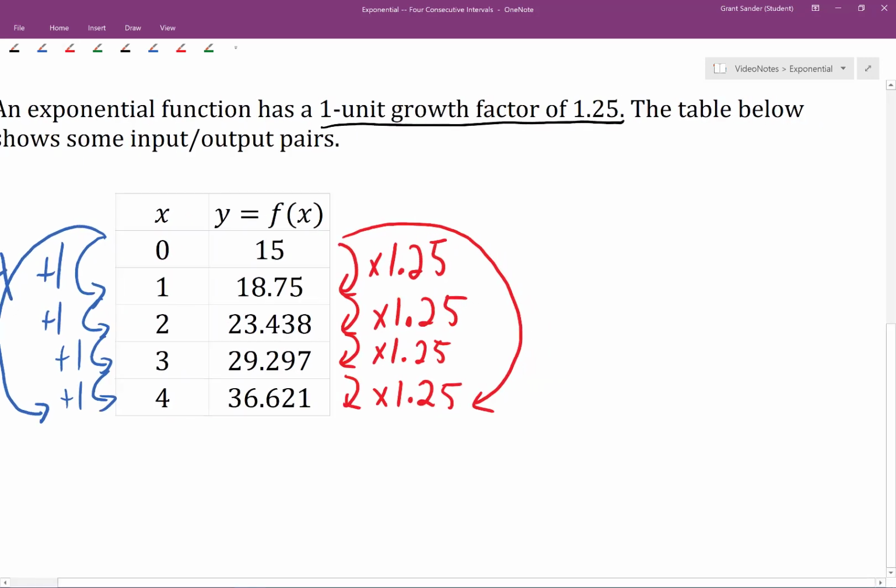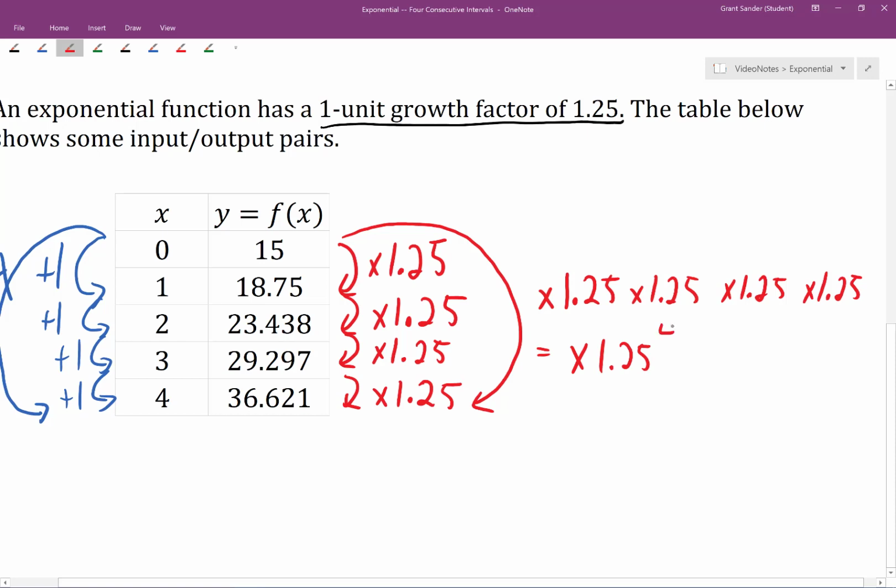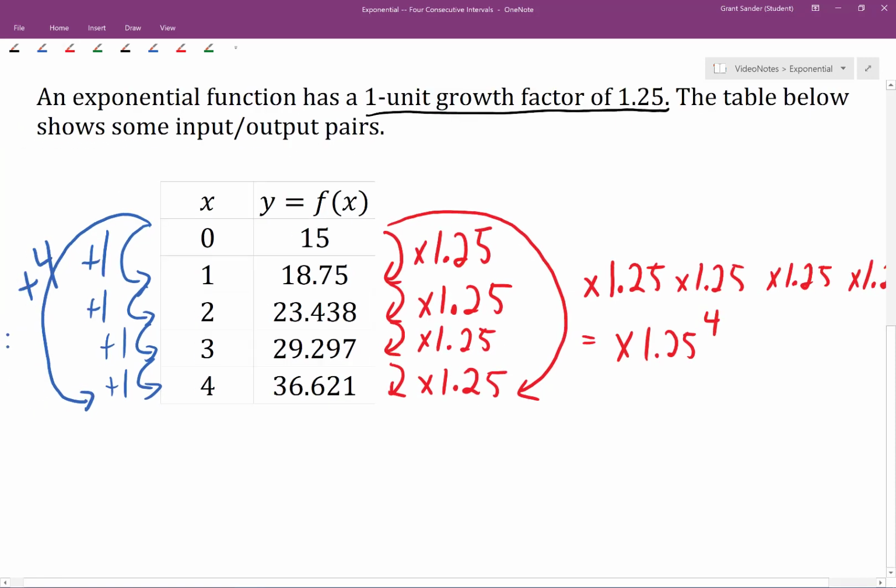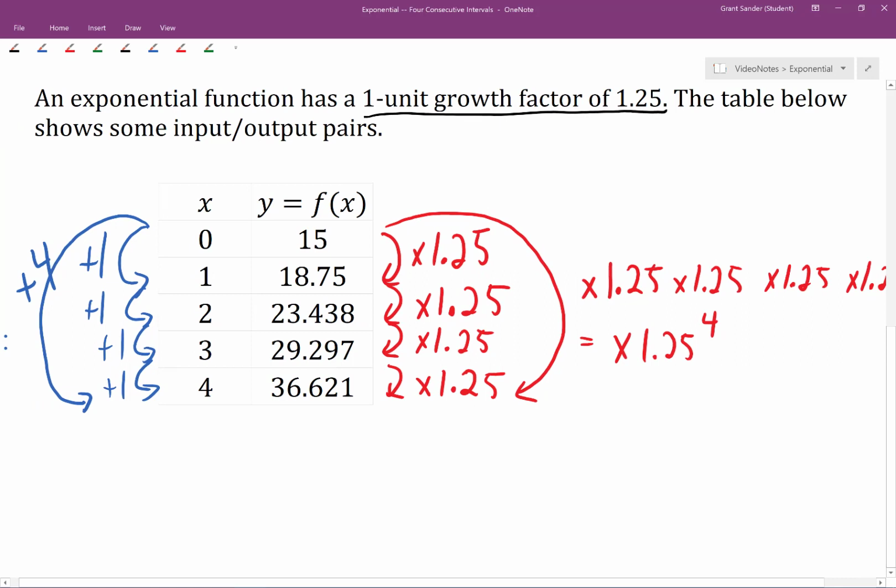So if you think about this, becoming 1.25 times as large 4 consecutive times is the same as multiplying by 1.25 4 consecutive times. So we multiply by 1.25, and we multiply by 1.25, and we multiply by 1.25, and then we multiply by 1.25. That's the same thing as multiplying by 1.25 to a power of 4. So if x increases by 4 units, y should become 1.25 to the 4th times as large.